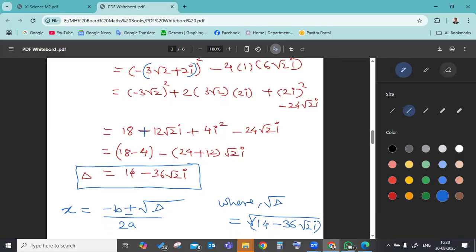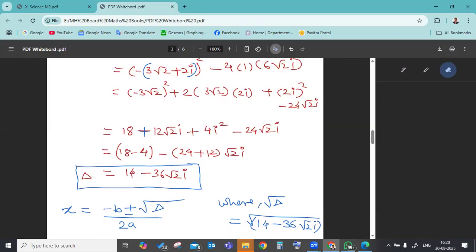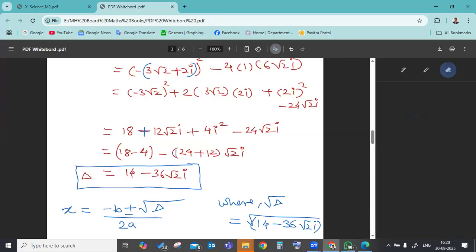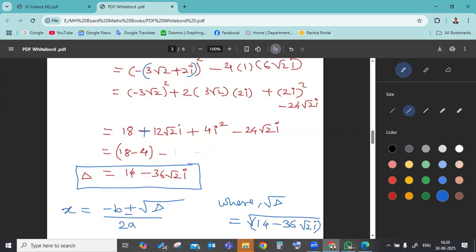Okay. Then it will be what? 18 minus 4, 14. This is correct. Plus 12 root 2i minus 24 root 2i. So it will be minus 12. This part we need to correct. Then it will be minus 12 root 2i.